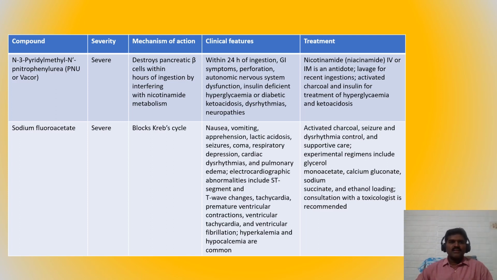Sodium fluoroacetate, level of toxicity is severe. It acts by blocking different stages of the Krebs cycle. Features include nausea, vomiting, apprehension, lactic acidosis, seizures, coma, respiratory depression, cardiac dysrhythmias, pulmonary edema, electrocardiographic abnormalities which are ST segment changes and T wave changes, tachycardia, premature ventricular contractions, ventricular tachycardia and ventricular fibrillation. Hyperkalemia and hypocalcemia are very common. Treatment includes activated charcoal, seizure and dysrhythmia control and supportive care. Experimental regimens include glycerol monoacetate, calcium gluconate, sodium succinate, and ethanol loading. Consultation with a toxicologist is appropriate.